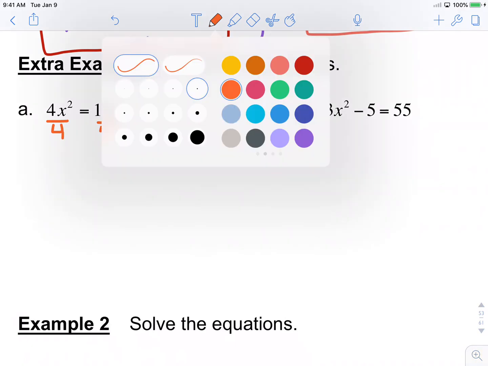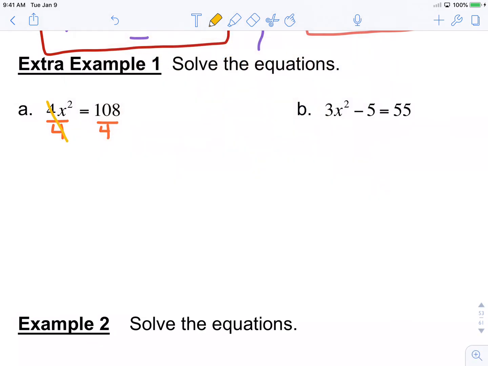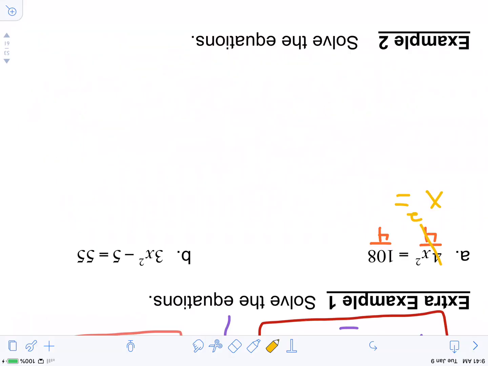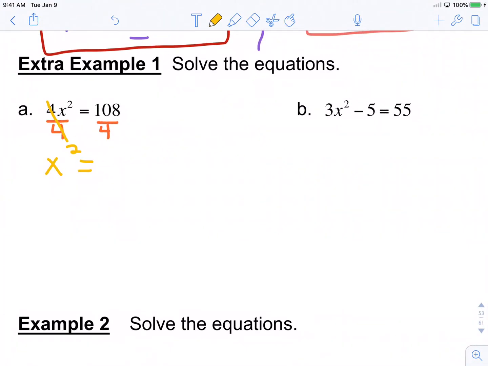So now we have the 4's canceling. We have x squared. And then we actually have to take 108 and divide it by 4. Might need a calculator for that one. 108 divided by 4. I know 100 divided by 4 is 25, so it has to be bigger than that. Let's see, 108 divided by 4, I think that's 27.